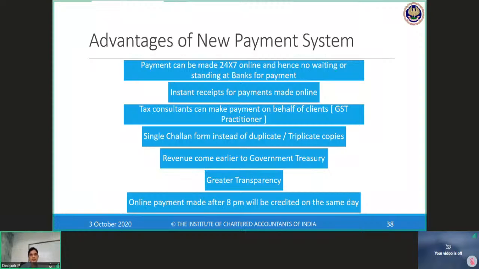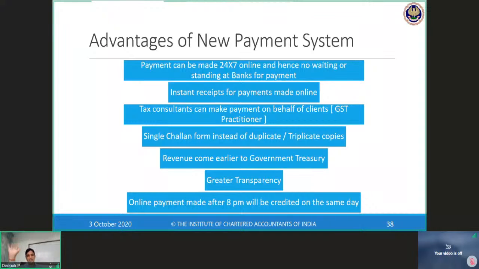What are the advantages of the new payment system? This is a theoretical question which you can expect. Payment can always be made 24/7 online, and hence there is no waiting or standing at the banks for payment. Instant receipts for payments are made available online. If you make an online payment, you get the receipts instantly. Tax consultants also can make payment on behalf of the clients, which is the concept of GST practitioners. A GST practitioner can make payment on behalf of the clients. There is a single challan form instead of duplicate or triplicate. Earlier we used to have various duplicate and triplicate copies for payment of taxes under the VAT laws.